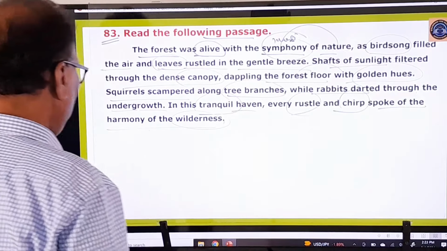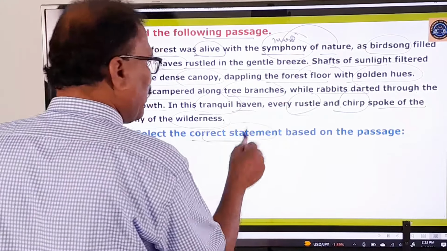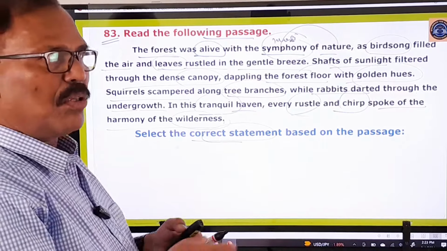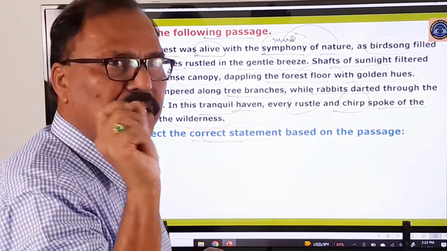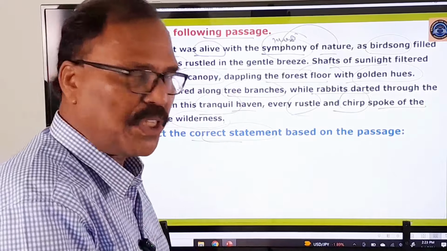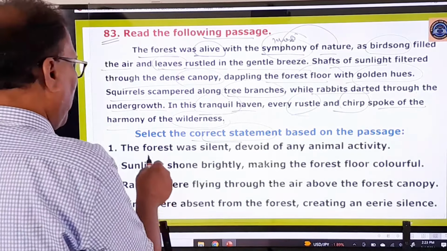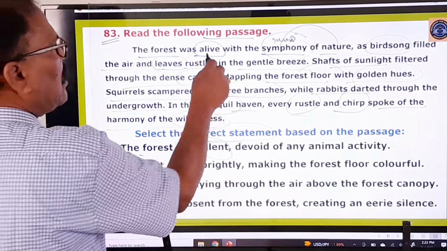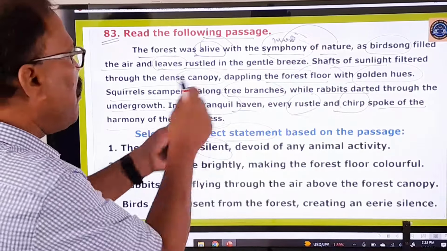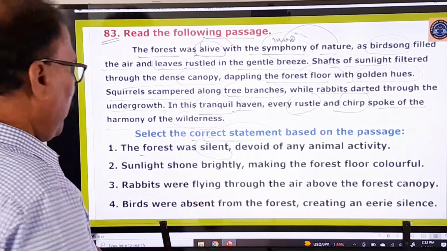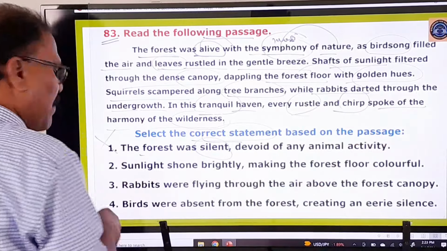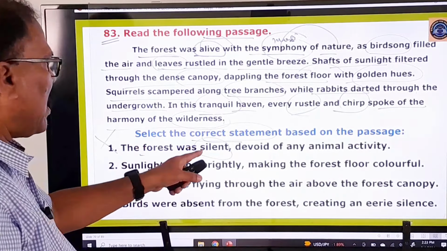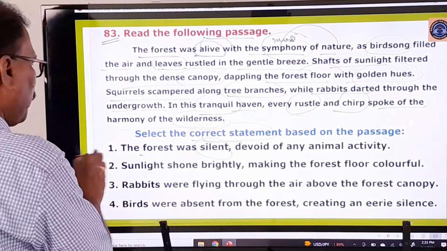And here you pay attention. Select the correct statement. Every time he is asking you to choose the correct statement. If you can understand this thoroughly well, you can choose the correct statement from the given 4 options. So what are the options given here? The forest was silent. Oh my God, it is alive with a symphony. It was buzzing with the music of nature. So how can you say the forest was silent? You need not read the remaining sentence. Therefore it is wrong. You cannot say the forest was silent.